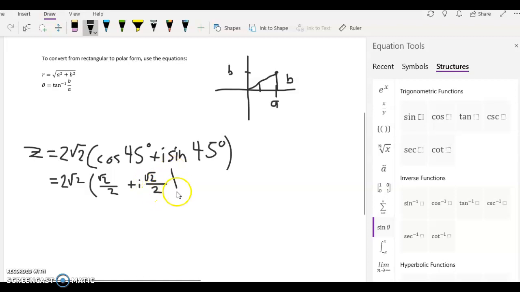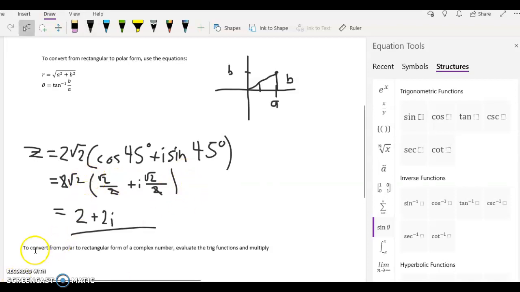Next thing I'm going to need to do is distribute that through. First thing I see is that all these 2's outside the radical just cancel. If we were to distribute, all those 2's would cancel, and so then we'd be left with root 2 times root 2, which is just 2. And we'd have root 2 times i root 2, which is just 2i. And that's exactly where we started. That was the rectangular format of the complex number. So to convert from polar to rectangular form, it's very simple. We just multiply the equation back together. So here's the statement: to convert a complex number from polar to rectangular form, evaluate the trig functions, and then multiply.